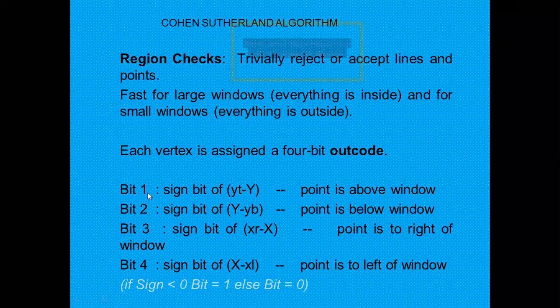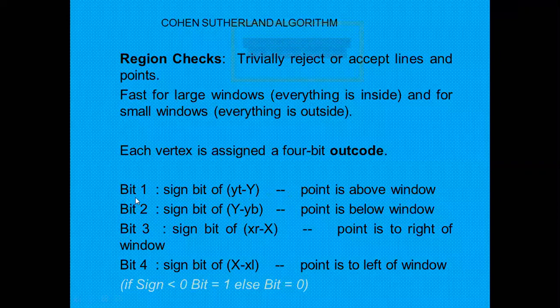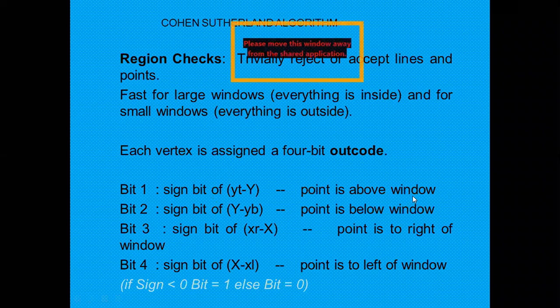Then we will put the value of y and x here. So first we will calculate bit 1, then we will check the sign. We will check the sign of yt minus y. Yt is already given, meaning yt is top, the y value of the top, minus the original y coordinate. Similarly, it will indicate the point is above the window. So here bit 1 indicates the point is above the window. The point is lying above the window.